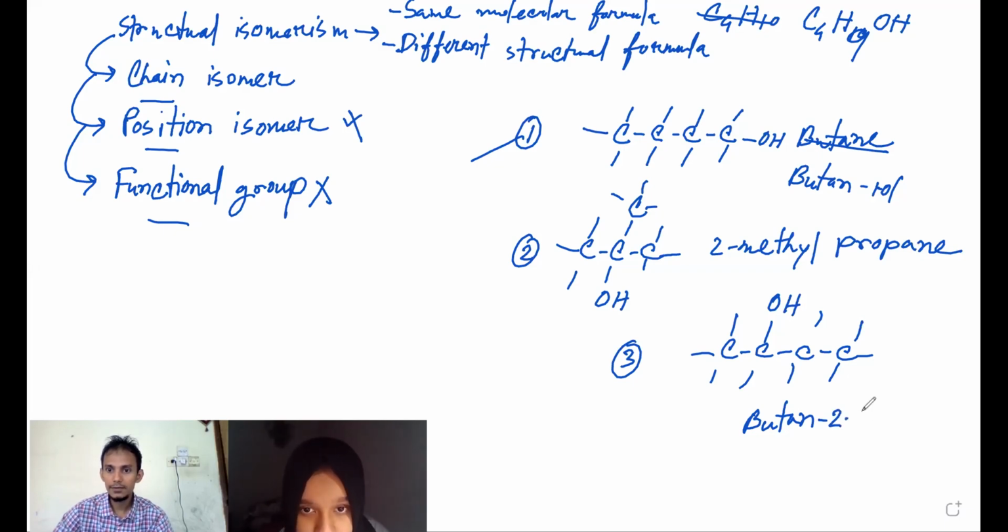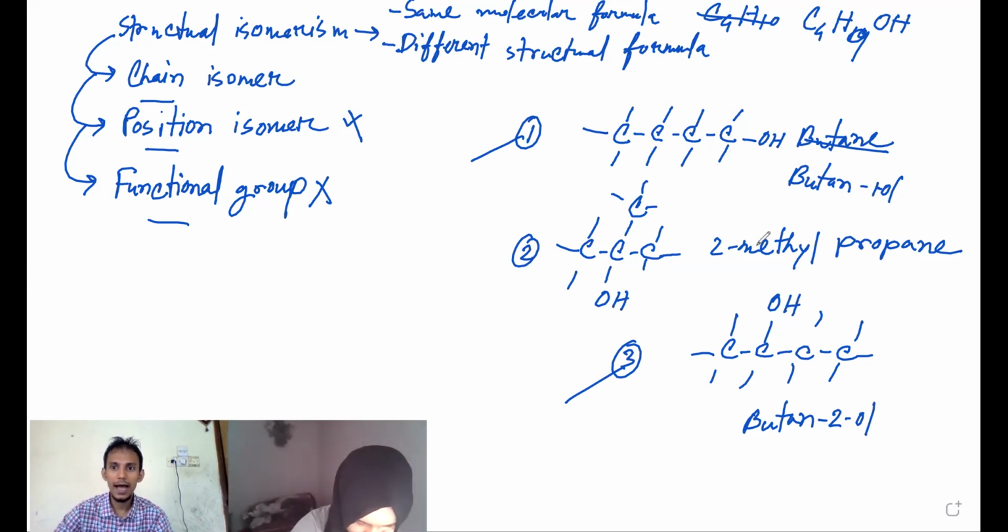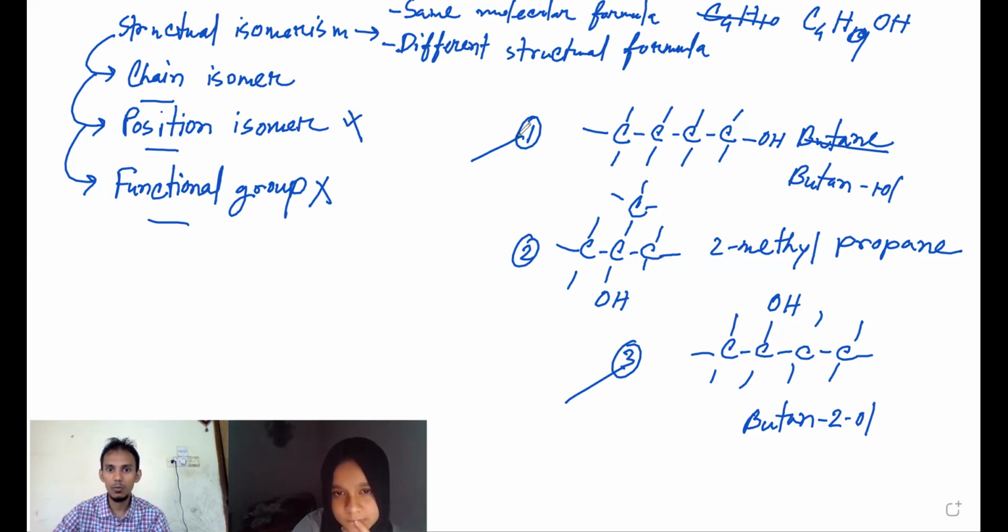Butane 2-ol, right? Yes, butane 2-ol. So see, 1 and 3, if you compare, due to the position of the alcohol group, isomerism arises. Chain length is the same, a 4 carbon chain, but due to the position of the functional group, 1 and 3 are isomers of each other. Do you understand what is the difference between position and chain isomerism?